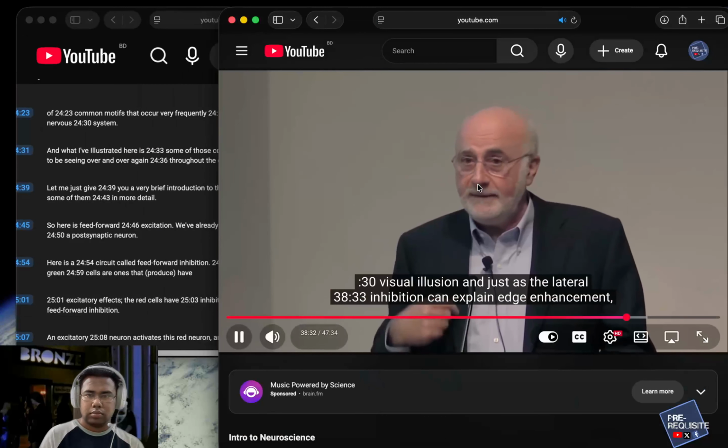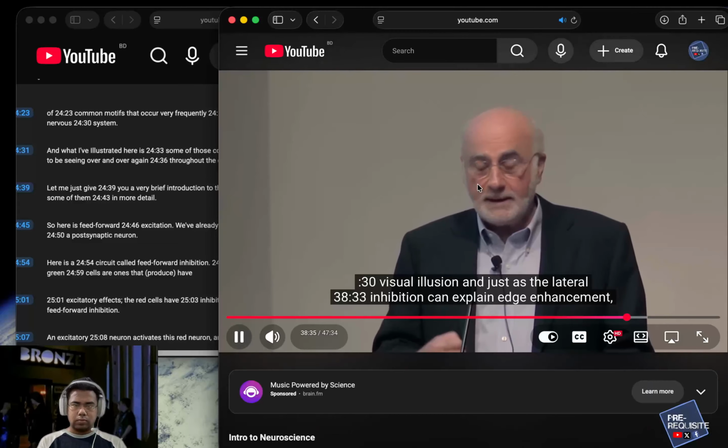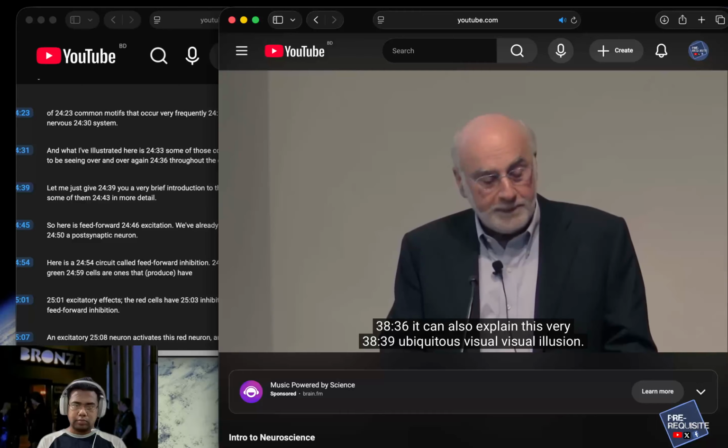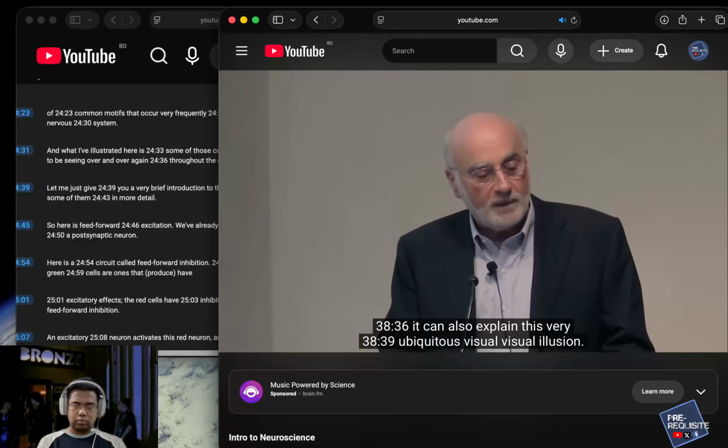And just as lateral inhibition can explain edge enhancement, it can also explain this very ubiquitous visual illusion.